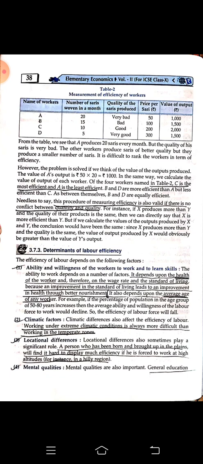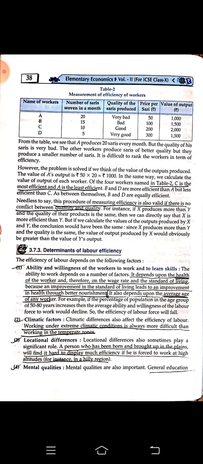Okay. Next is determinants of labor efficiency. There are a few conditions which affect the efficiency of a labor, or which enhance the efficiency of labor also. It can hamper, it can enhance also. Ability and willingness of the workers to work and to learn skills. It depends upon the health first of all.